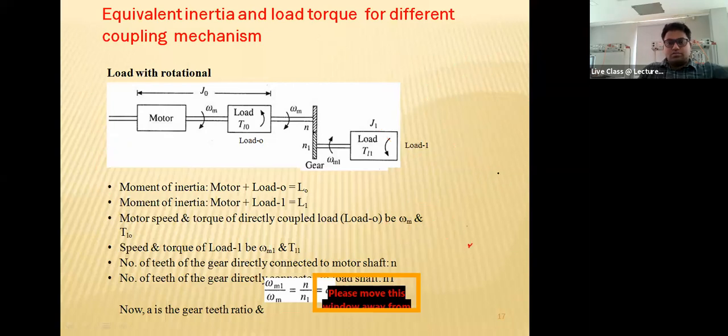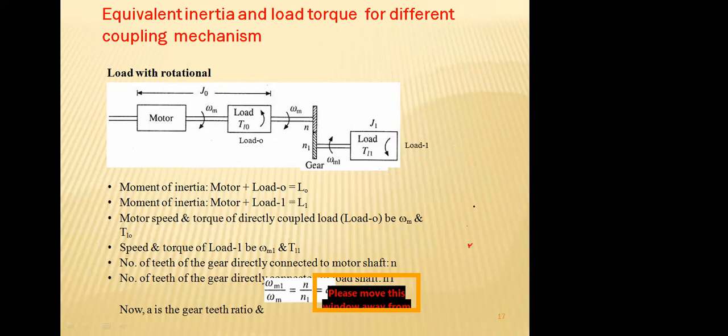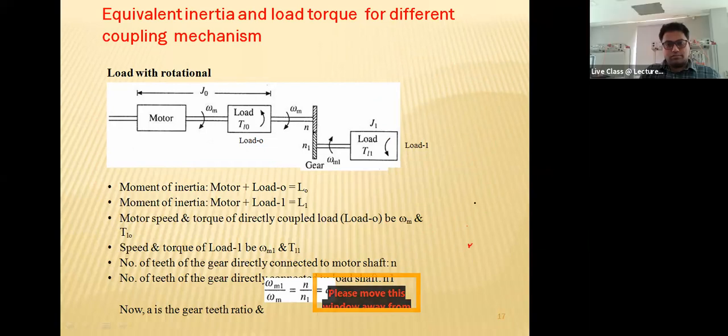Okay, any more doubts? Sir, moment of inertia of motor should match with moment of inertia of load. Approximately. Okay.